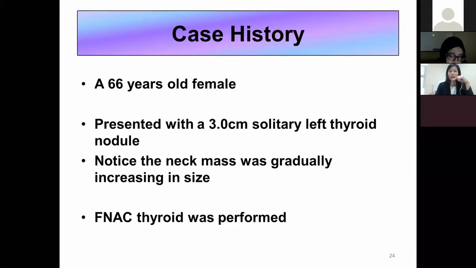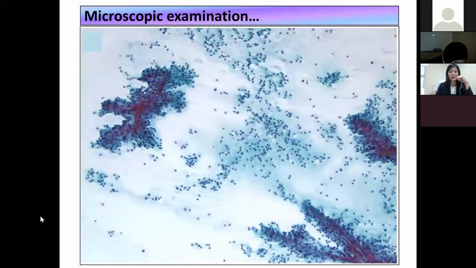A 66-year-old female presented with a 3 centimeter, very small thyroid, solitary left thyroid nodule. She noticed that the mass was gradually increasing in size, and an FNA was performed. In this case, you can appreciate there are papillary structures. There are very cellular smears with sheets of neoplastic cells forming papillary architecture, and you can appreciate numerous bare nuclei in the background.